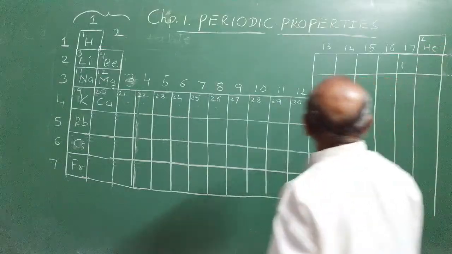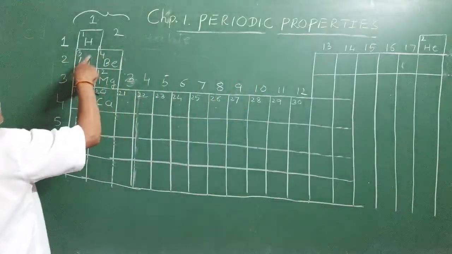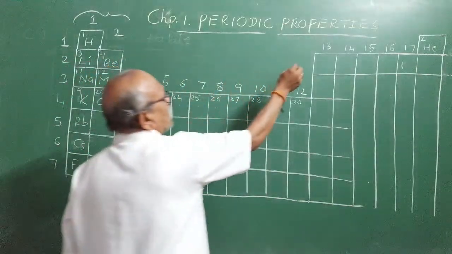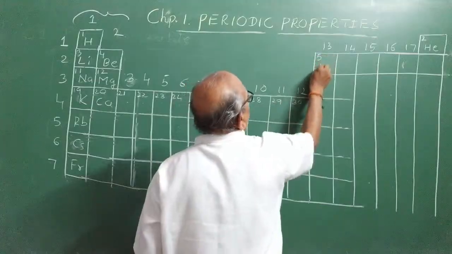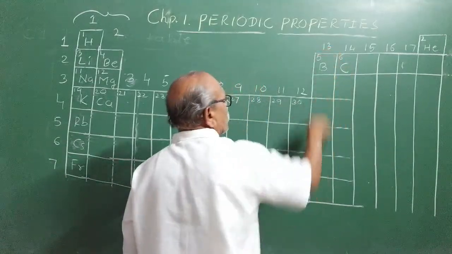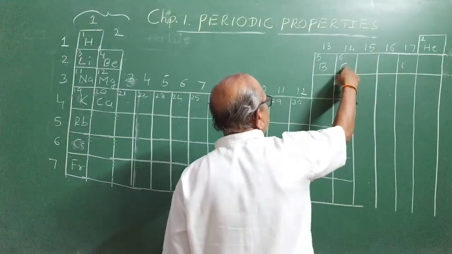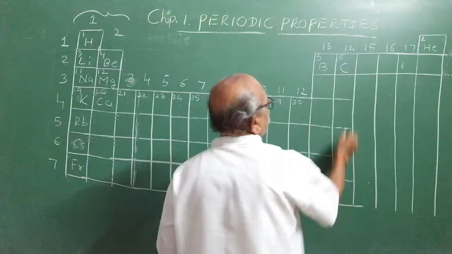Now fill in the blanks. Atomic number 3 comes here, 4 comes here, 5 boron comes here. Boron. 6 carbon. This entire family is called the boron family. The head of the family is carbon. It is called the carbon group.